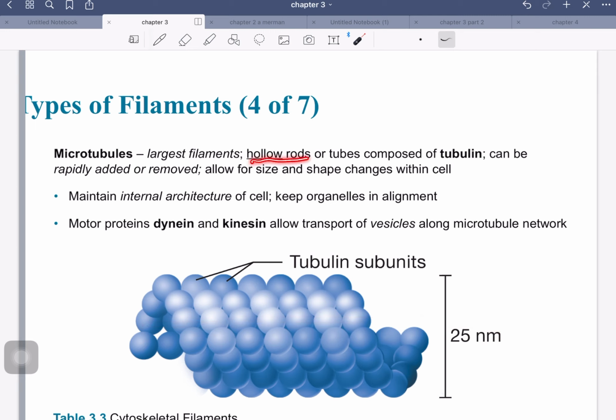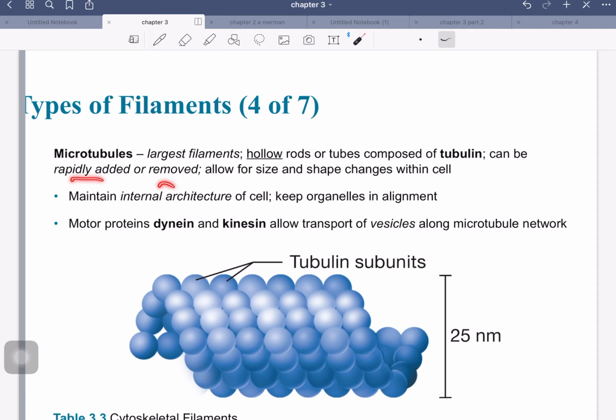So these are hollow rods or tubes, and they're made of, and look at the name. The name's perfect. Tubulin. Isn't that great? Microtubules, what are they made of? Tubulin. Doesn't get much easier than that. Now these can be added very quickly. I can build these up, or I can take these away very quickly.